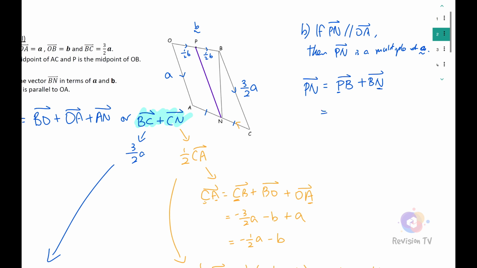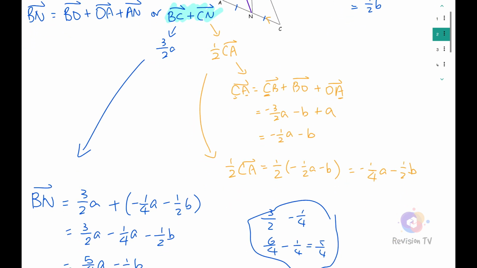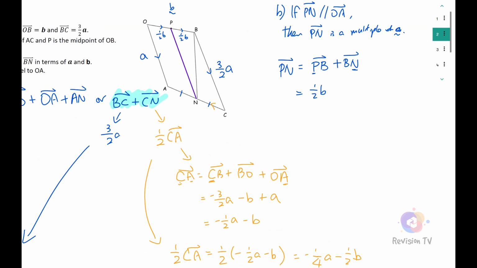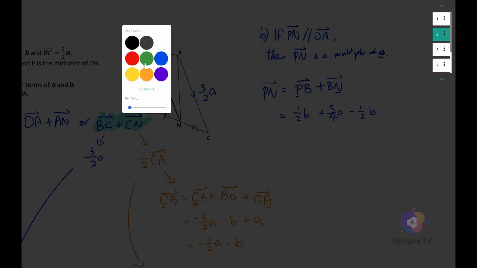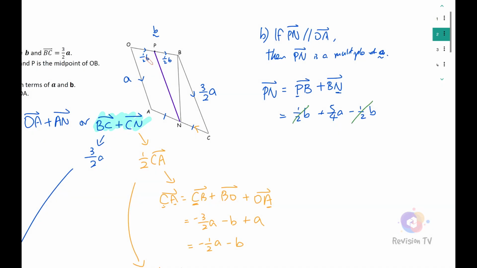So PB is a half B. BN, we've worked out just now from part A, is 5/4 A minus a half B. So half B minus half B, they cancel out, and I'm just left with 5/4 of A. Is that a multiple of A? Yes, it is, because it's 5/4 times A. So therefore, PN is parallel to OA.